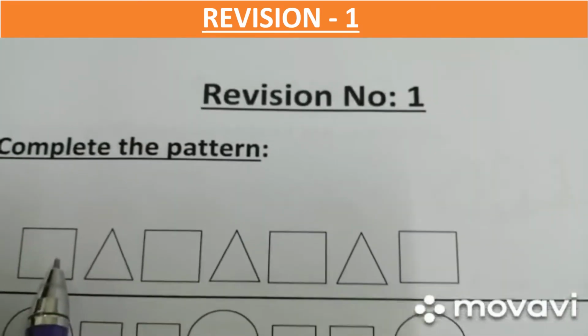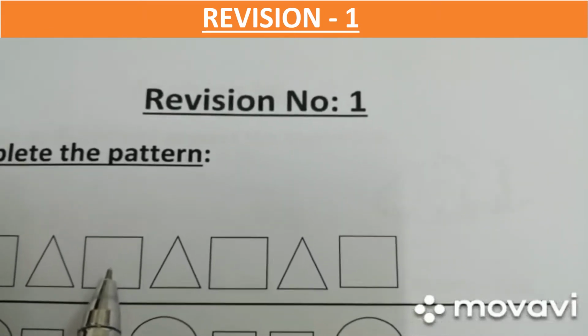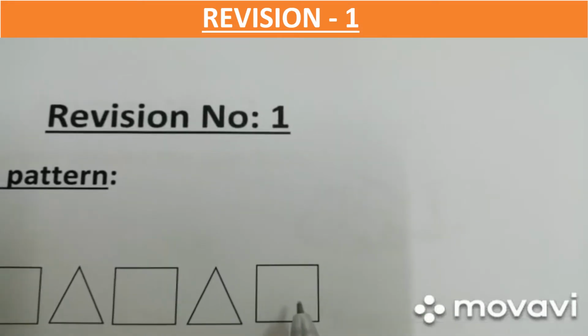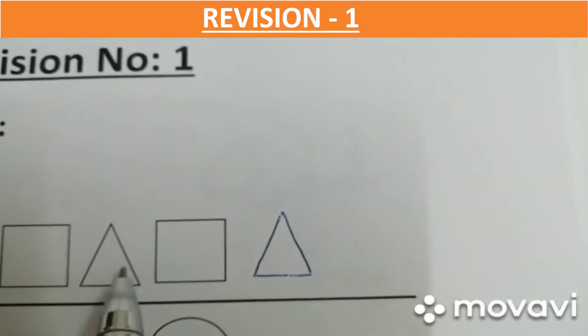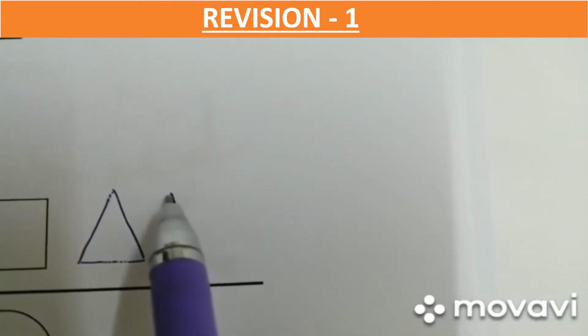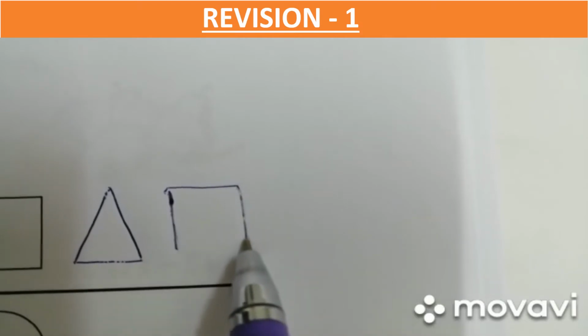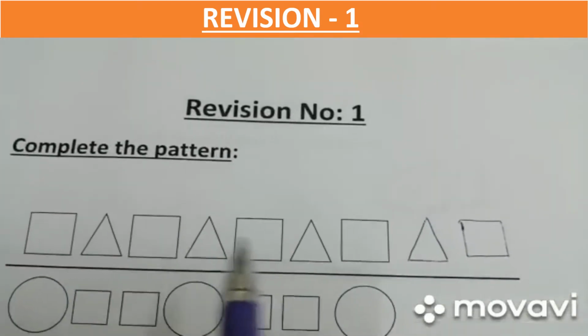Very good. See, after square comes triangle, then after triangle comes square. That means after square comes triangle here. So you all will draw a triangle with me. Now what comes after triangle? Square. See, we'll make a square here. This makes a complete series.